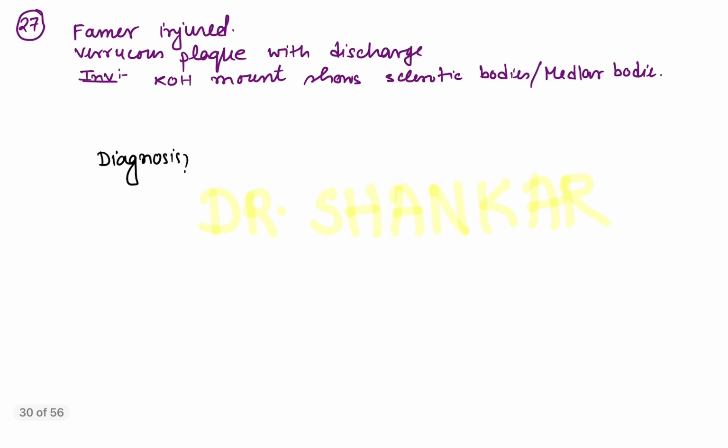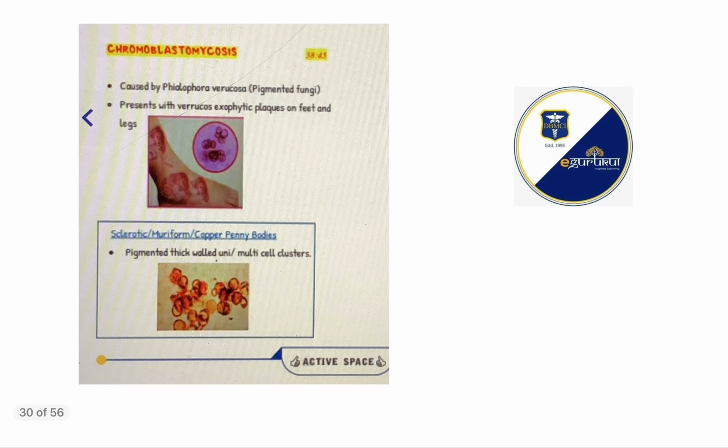Coming to question number 27, a farmer after injury presents with a verrucous plaque with ulcer and discharge. So, farmer by profession, verrucous plaque with discharge. On investigation, KOH mount is showing sclerotic bodies or medlar bodies. What is the diagnosis? As all of you know, this is my note from e-Gurukul provided by Dr.